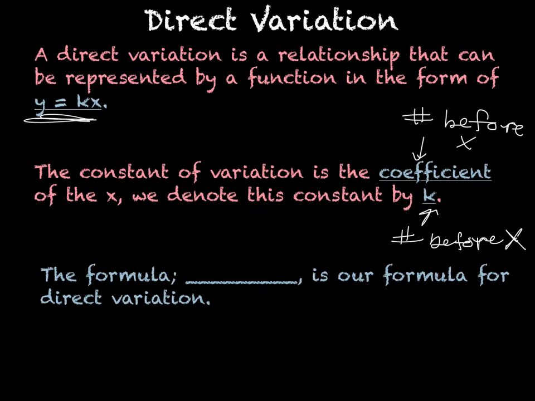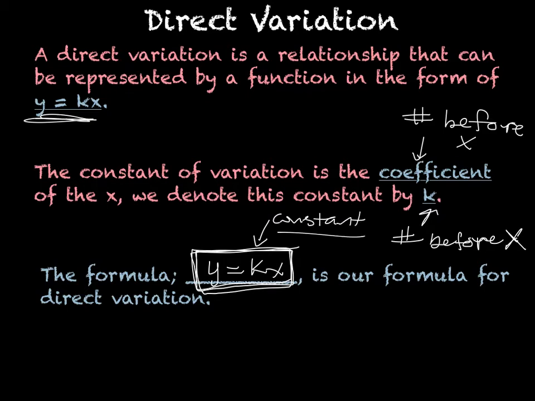The formula that we will always use for direct variation is y equals kx. So if we're asking if something is direct variation, it has to be of the form y equals kx. So this is the key thing to remember: y equals kx, where k is our constant. Key formula right there. Make sure you remember that.